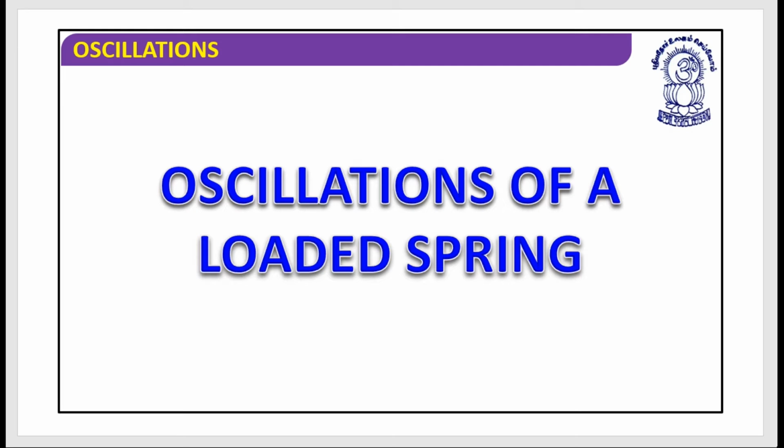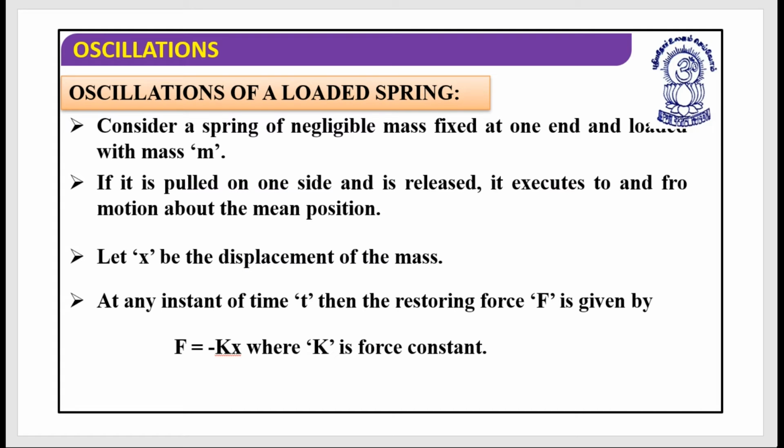In today's class we are going to discuss the oscillations of a loaded spring. Let's have a look at how it oscillates and what the formula for it would be. Let's consider a spring of negligible mass, fixed at one end and loaded with mass m. If this spring is pulled to one side and released, it executes to and fro motion about the mean position.